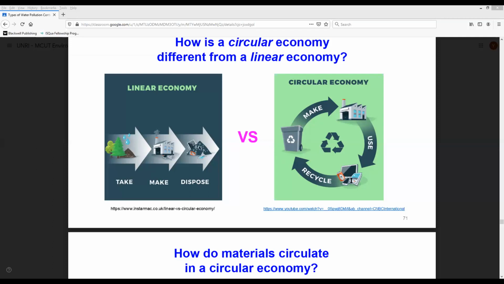Okay, and the figure on the right is the circular economy. For example, first we have a natural resource, we make it, and then we use it, then we recycle, and when we recycle, we use it again. So this is just like a circle. This is called circular economy. It means that we try our best not to dispose, not to create waste. When waste is created, we reuse it, we recover it. Okay, the next please.